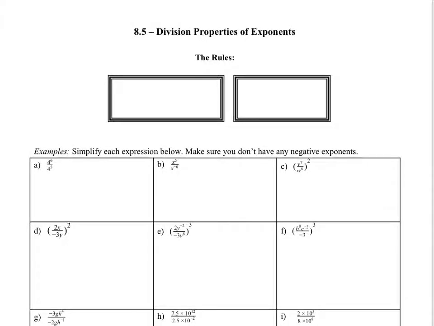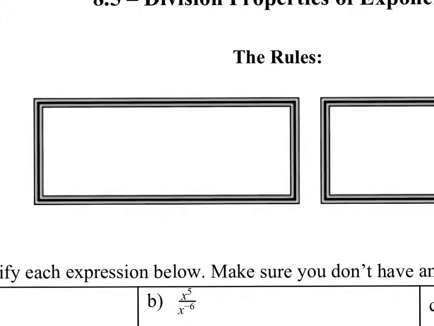A couple more properties of exponents involving division are if you have a to the x over a to the y, so if you have a fraction that includes two bases that are the same, then you can subtract these exponents. So this is a to the x minus y.